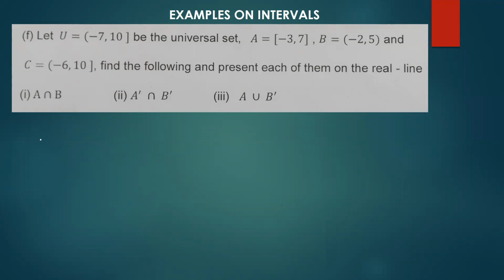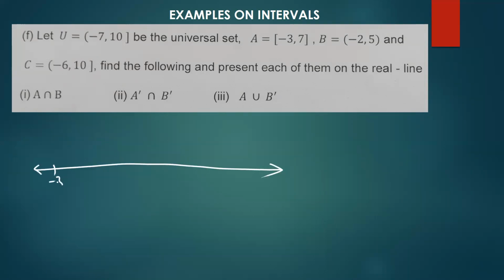So I'll first draw the number line. On this number line, I'm just going to put important numbers since I've been given set A and set B. So I'll only put numbers that are in set A and set B. In set A, I have -3 and 7. Okay, let me just draw it a bit down here.